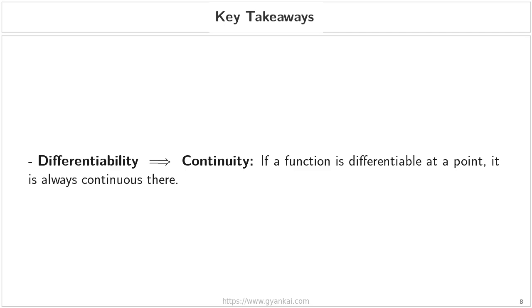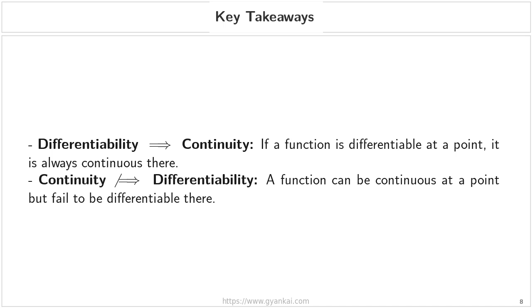Key takeaways. Now that we have worked through the mathematical proof, let us summarize the key takeaways from this section. First, we reiterate the fundamental theorem. Differentiability implies continuity. This means that if a function is differentiable at a specific point, it is guaranteed to be continuous at that point as well. However, as we have just demonstrated, the converse is not true. Continuity does not necessarily imply differentiability. In other words, a function can be perfectly continuous at a point, yet still fail to be differentiable there.